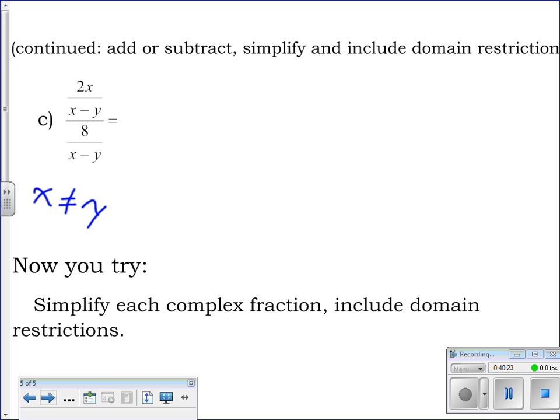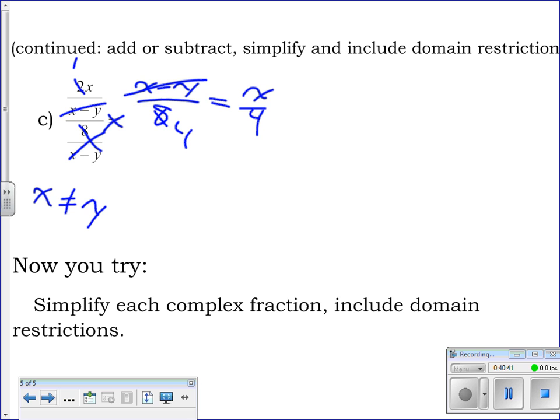Invert and multiply. (x minus y) over 8 and multiply. Ooh, this is easy, isn't it? The x minus y cancels. 2, 4, x over 4. Piece of cake. Right? Easy as cake. Piece of cake. Clear as mud. Questions? Okay, it's your turn.